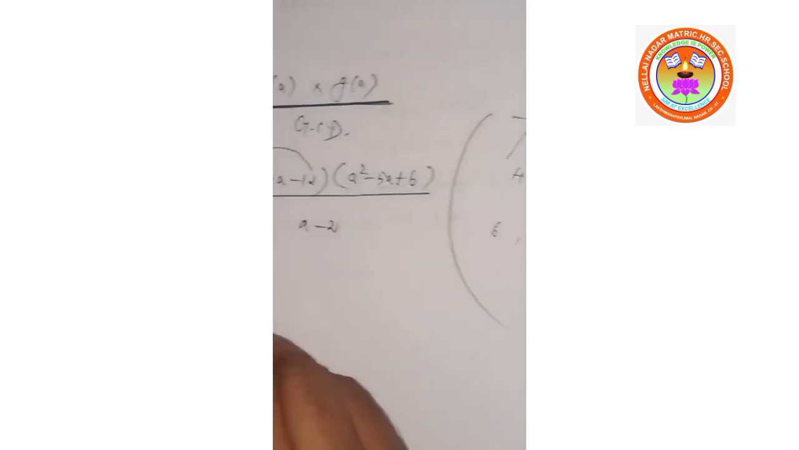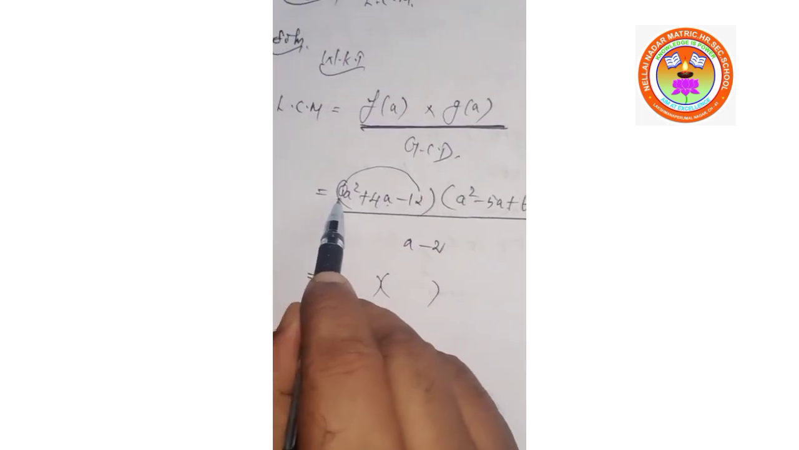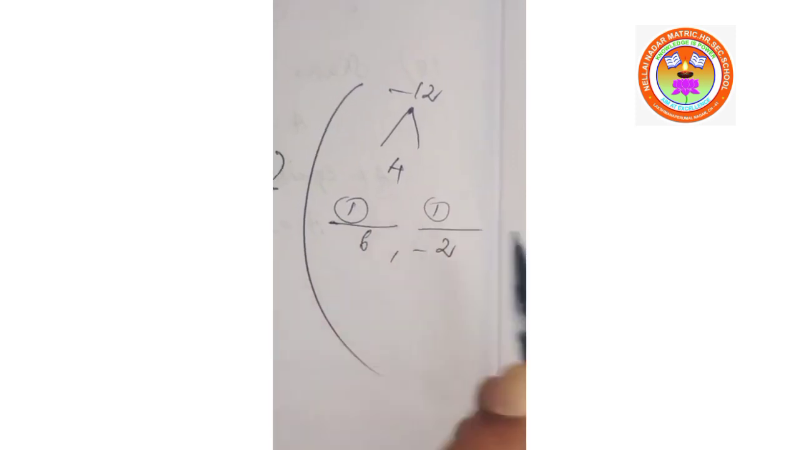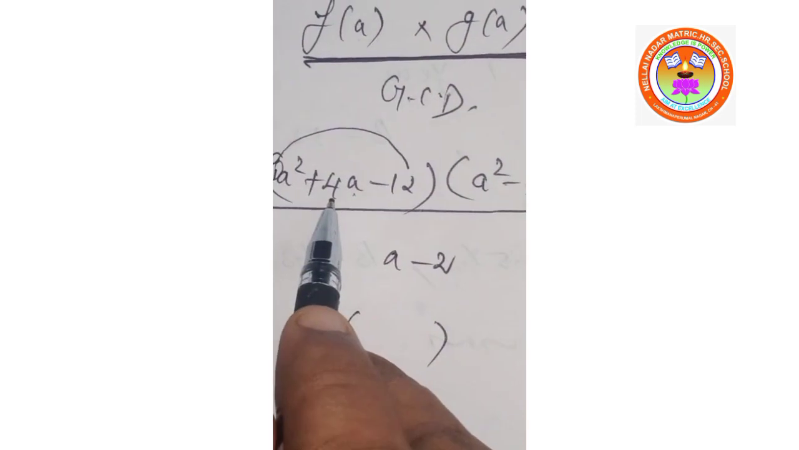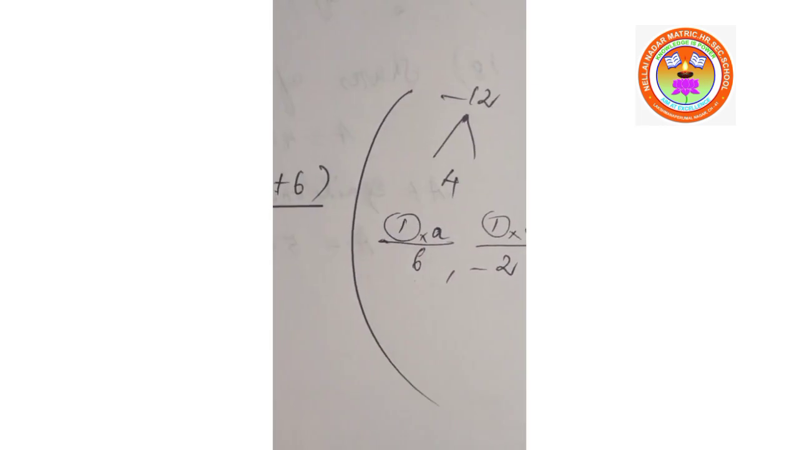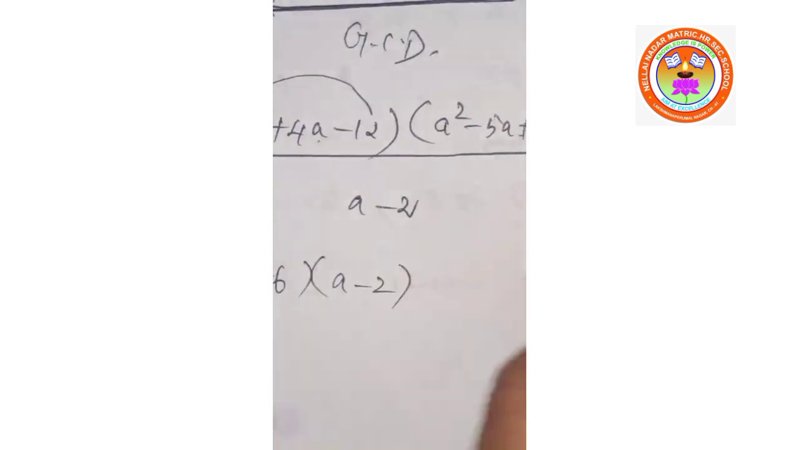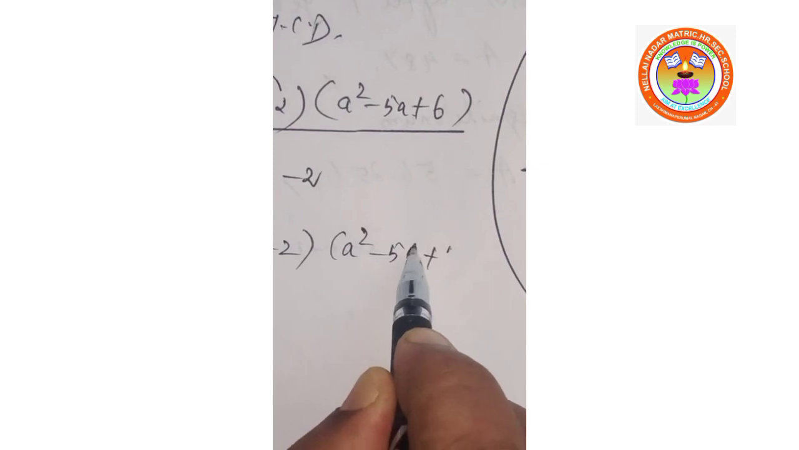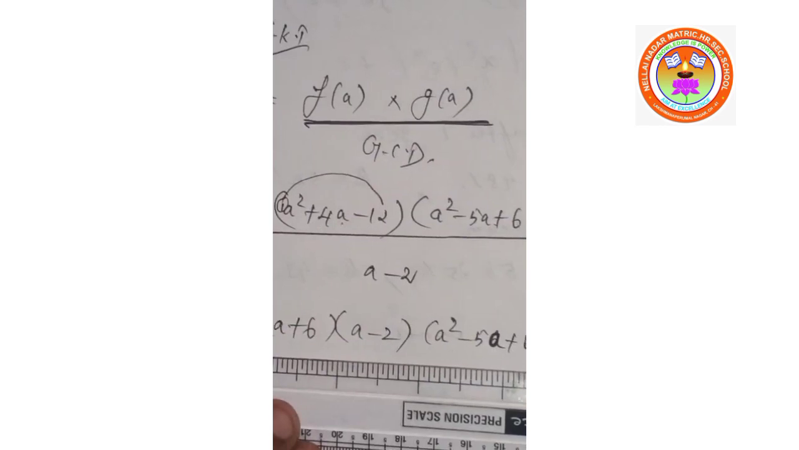Now, for getting the factors, we need the linear factors. Consider the coefficient of a squared. What is the coefficient of a squared? 1, right? 1 in the numerator. This is a shortcut method for you. Then into what variable do we have? a. Just put a. So 1 into a plus 6, 1 into a minus 2. Then write the second as it is, a squared minus 5a plus 6, whole divided by a minus 2.